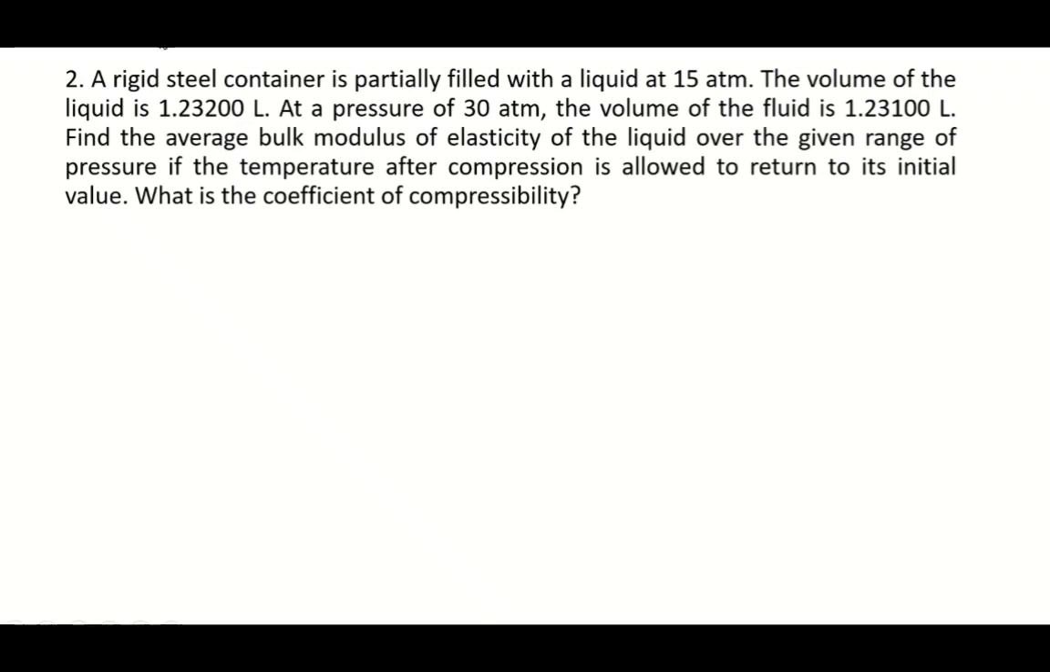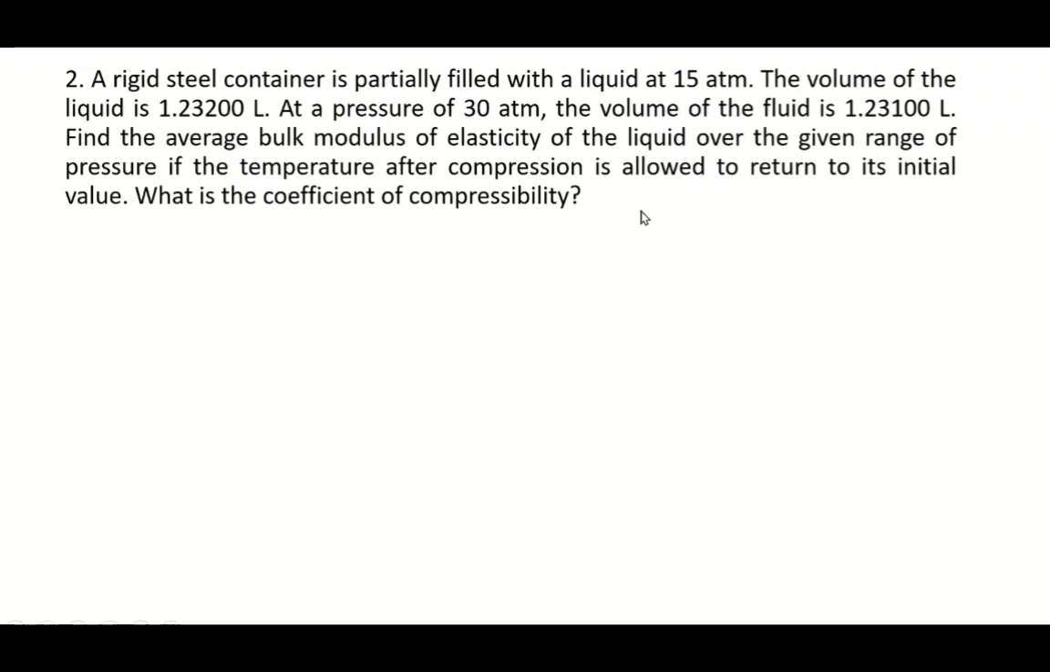So our problem is, a rigid steel container is partially filled with a liquid at 15 atmosphere. The volume of the liquid is 1.23200 liter. At a pressure of 30 atmosphere, the volume of the fluid is 1.23100 liter. Find the average bulk modulus of elasticity of the liquid over the given range of pressure if the temperature after compression is allowed to return to its initial value. What is the coefficient of compressibility?